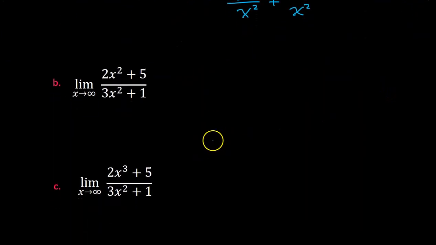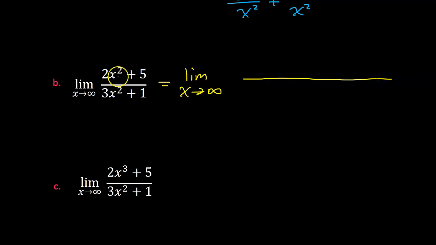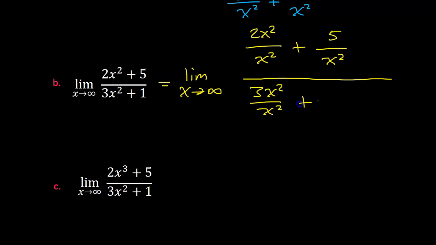All right, let's take a look at the next one. Well, all of the denominators are the same. So in each case, we are going to end up dividing every term by x squared. So we will have 2x squared over x squared plus 5 over x squared, divided by 3x squared over x squared plus 1 over x squared.